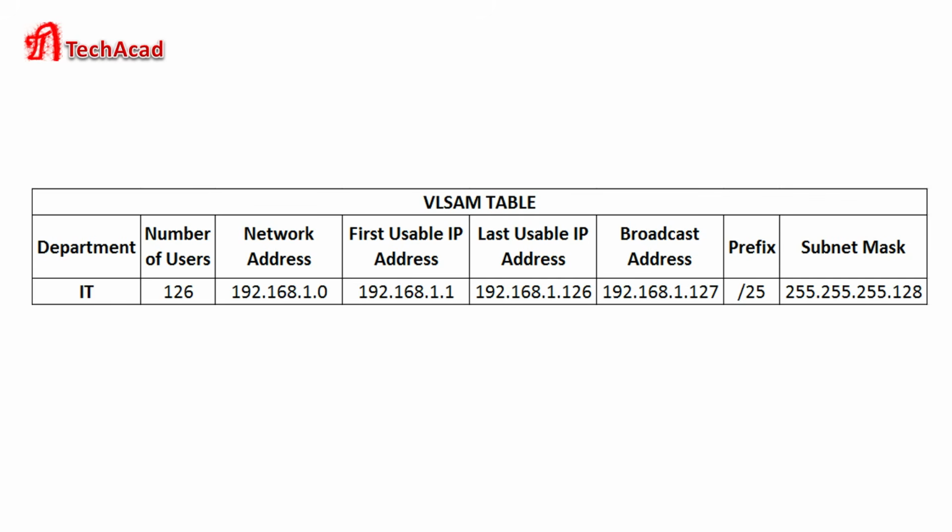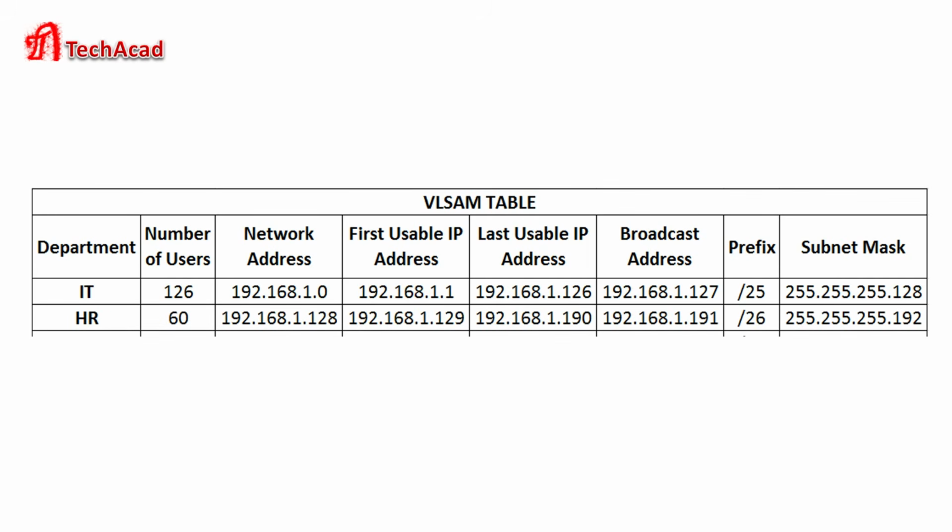Here we taken the network address 192.168.1.0 and we needed only 126 users. So we can see we subnetted and we taken from 1.0 till 1.127. Now in the second department, that is HR, we needed only 60 number of users. So we will take the next subnet 192.168.1.128 till 192.168.1.191 and also given the prefix and subnet mask.